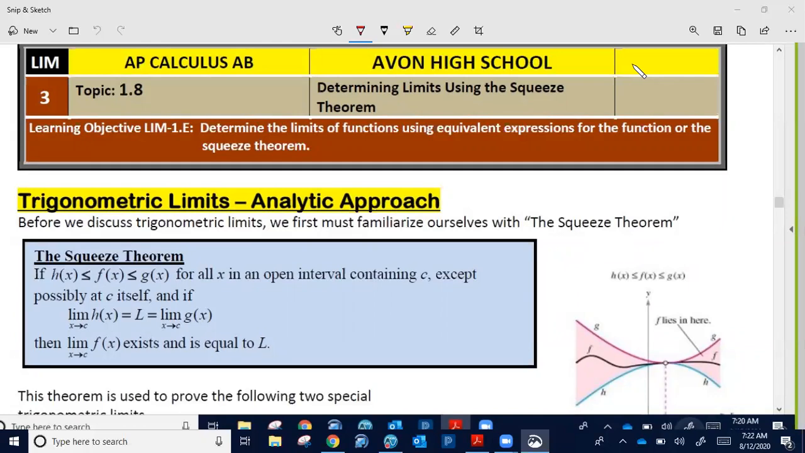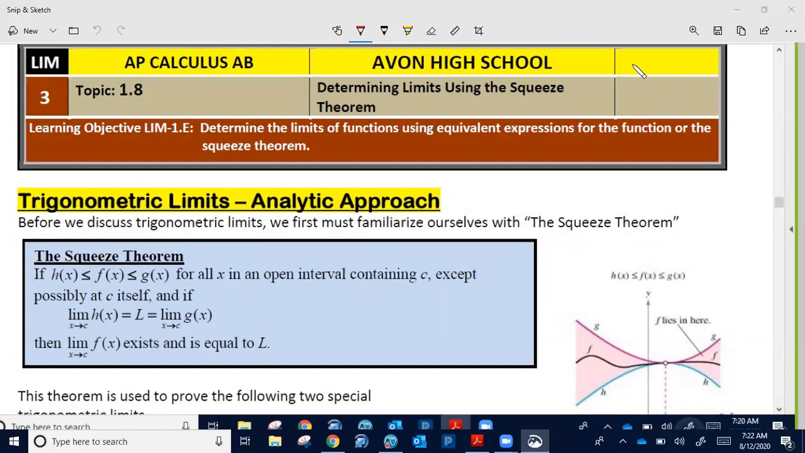Today, we're going to introduce something new called the squeeze theorem. Squeeze theorem is kind of a common sense idea that caught people off guard on the AP test a couple of years ago because it hadn't really been tested up until that point before.